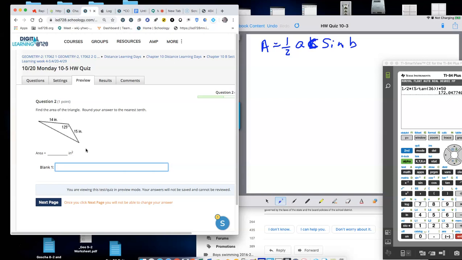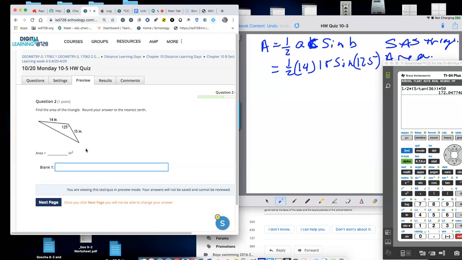That really is talking about the sides that are provided. This is really a side-angle-side triangle area. The two sides must make the angle that we're working with. So I've got 1/2 times 14 times 15 times sine of 125.